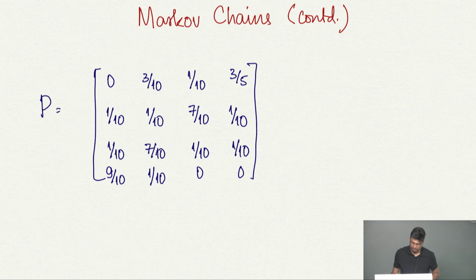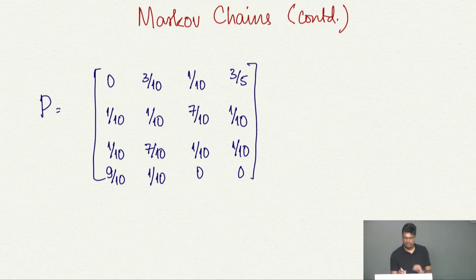So let's recall what we have done so far. Let's take this problem. Given this Markov chain, you have this probability distribution, right?